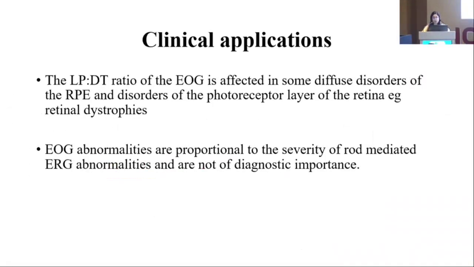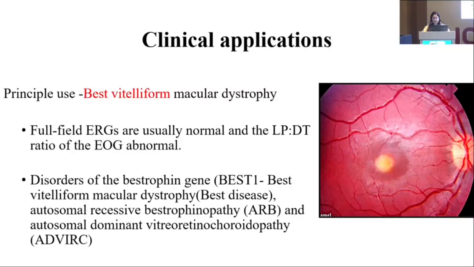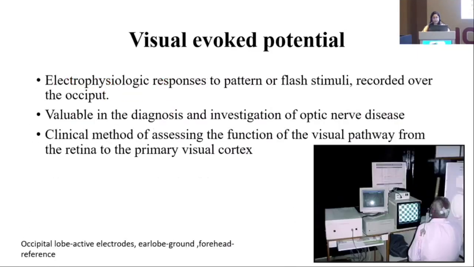EOG abnormalities are proportional to the severity of rod-mediated ERG abnormalities and are not of diagnostic importance, but the exception is Best vitelliform macular dystrophy, in which full field ERGs are normal and EOG is abnormal.